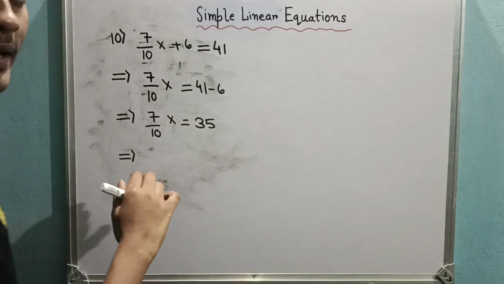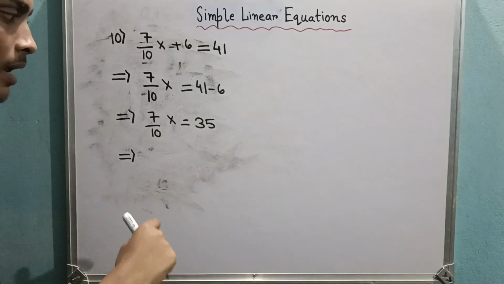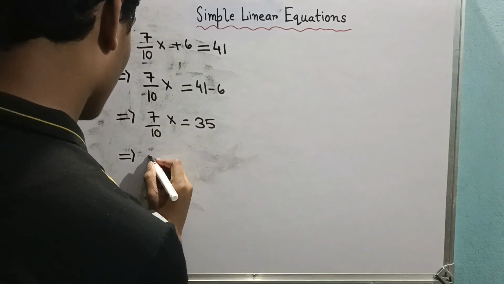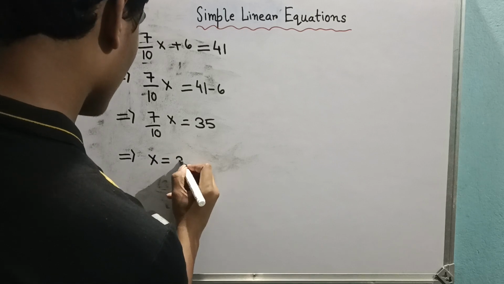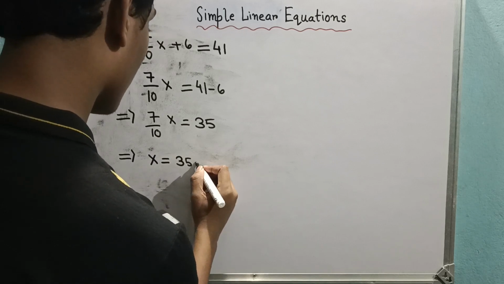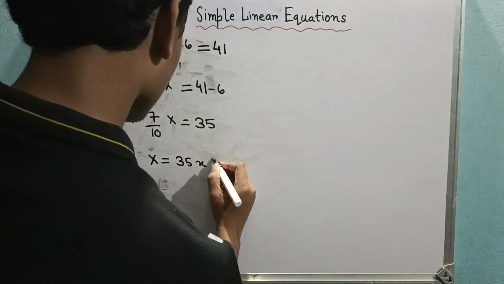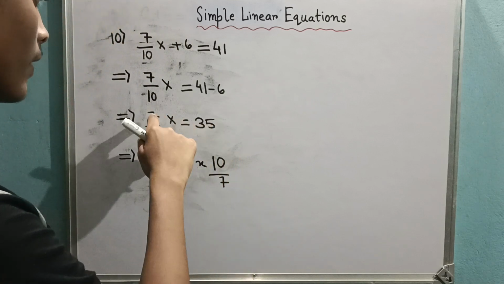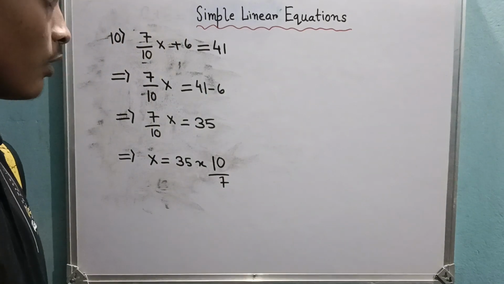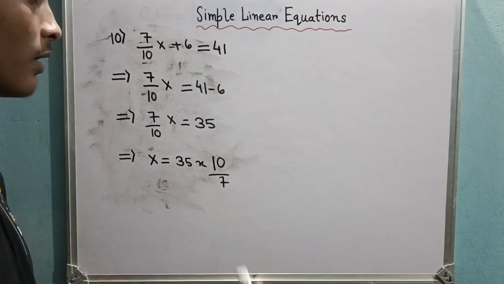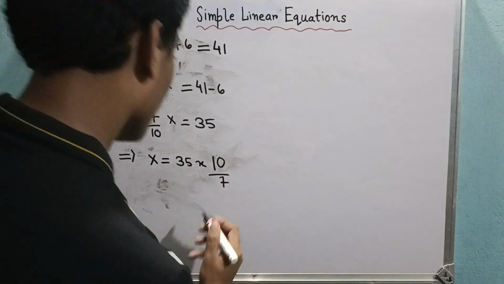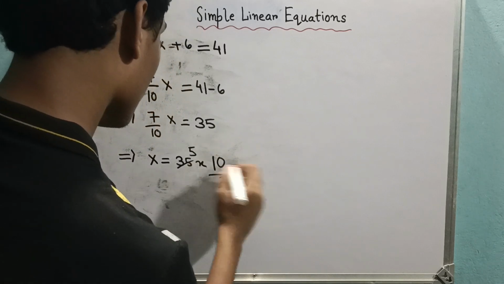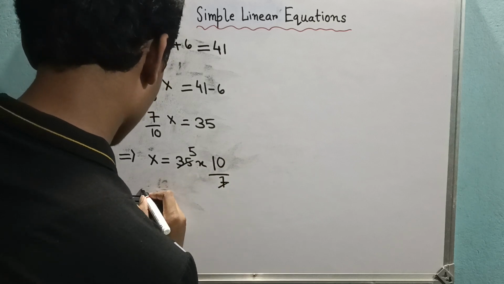there are two processes you can apply here. One is a shortcut method and another is a simple method. So one method you can apply, that is x equal to 35 multiplied by 10 by 7. So guys, see, it is 35 divided by 7 by 10. So if you take the reciprocal, it gets converted into multiplication by 10 by 7. So here the answer will be, we cut 7 5s are 35 and we have 5 10s are 50, or x equal to 50.